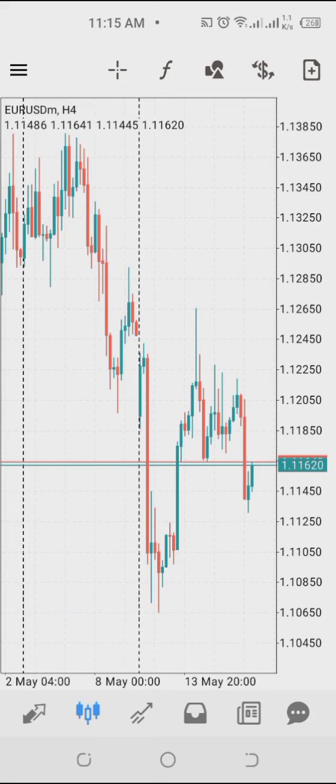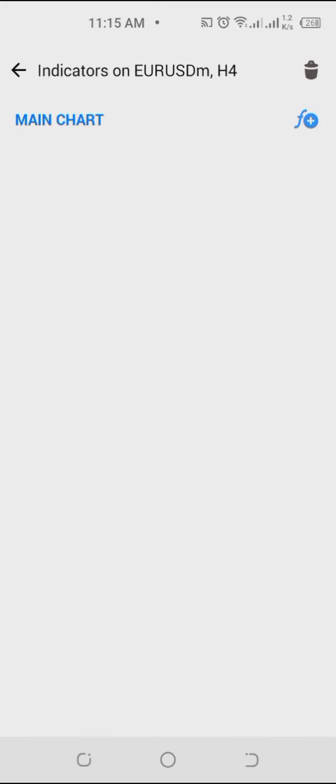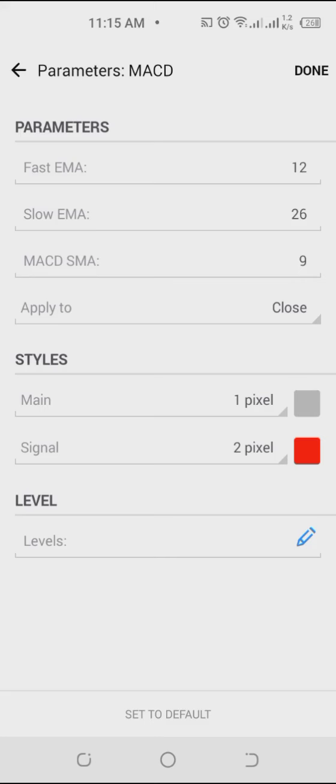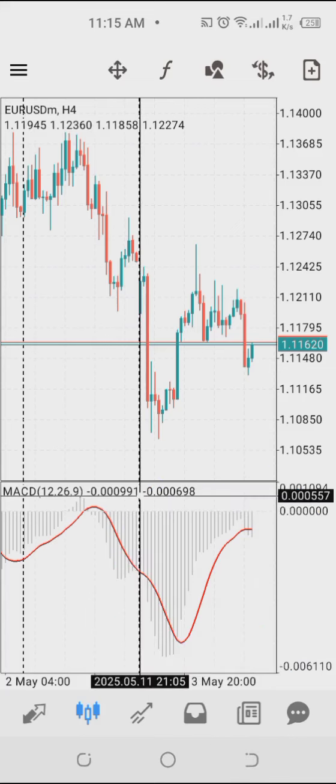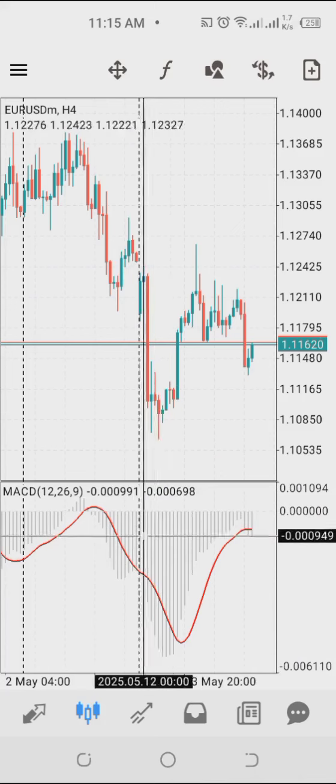Now the first thing we're going to do is to add our indicators. We're going to be working with indicators like the moving average convergence divergence, which is otherwise called the MACD. So I'm going to add that straight to the chart. This is the MACD, and I'm going to be working with parameters like the fast EMA 12, slow EMA 26, MACD SMA 9, apply to close, and then we have the main and the signal. Those are not so important. Just use whatever color you are most comfortable with. Then I click on done. Now back to the chart. This is my MACD.